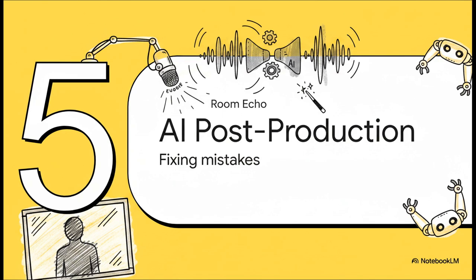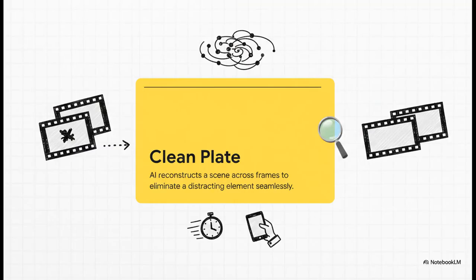All right, let's transition into Section 5, AI post-production and polish, fixing those inevitable mistakes. Because let's face it, even with the absolute best planning and editing, raw footage has problems. A stray microphone drops into the frame, a random person walks through the background, or you have room echo that makes you sound like you're recording inside a public bathroom. This is the falling action of our workflow, where AI steps in as your digital cleanup crew.